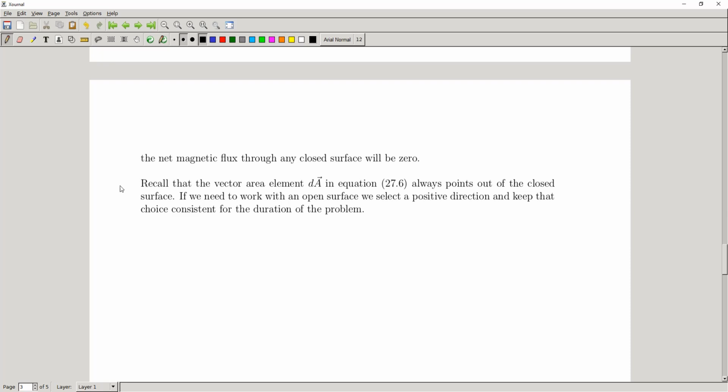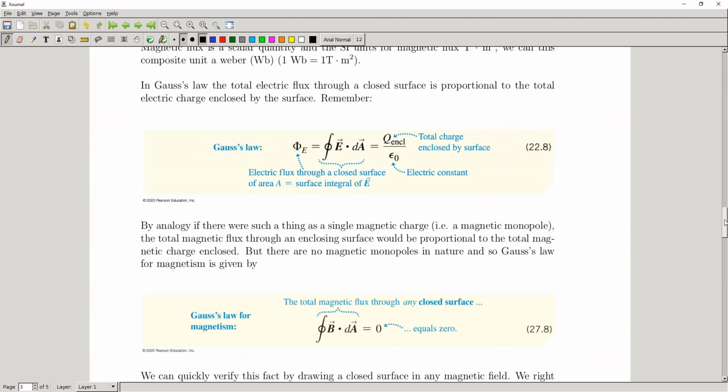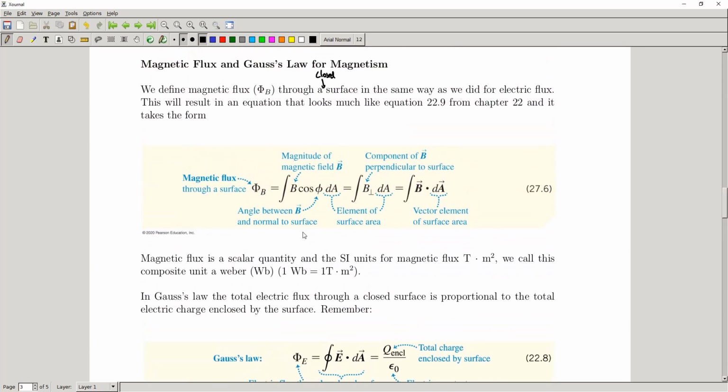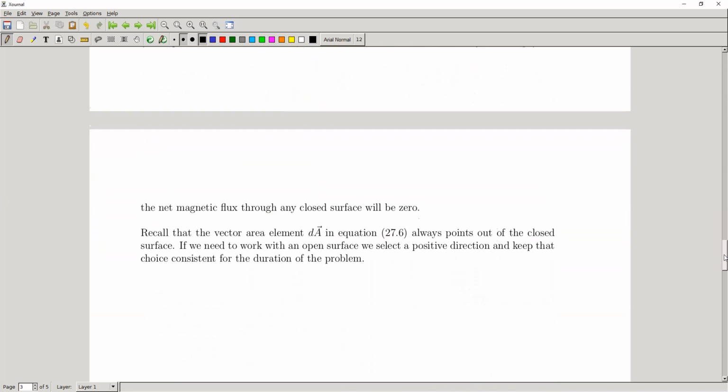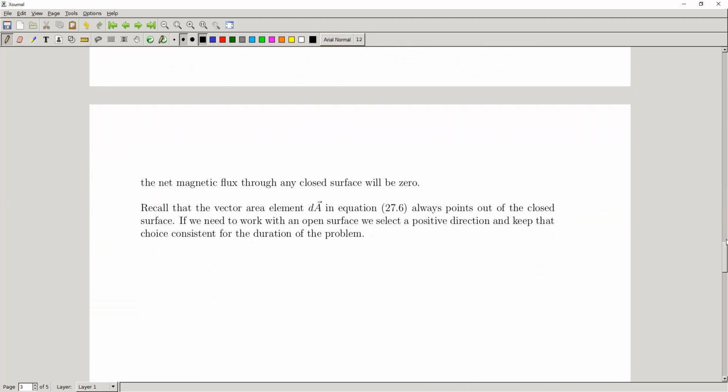So there's something that I do want to mention as far as these area vectors go. If we recall our infinitesimal area vector from equation 27.6, and if we think back to our work in chapter 22, these little area vectors always point out of a closed surface, right? This was something we talked about in chapter 22, that when we have a closed surface, our area vectors for those open surfaces which form the closed surface, let's say we're thinking about a cube or something.